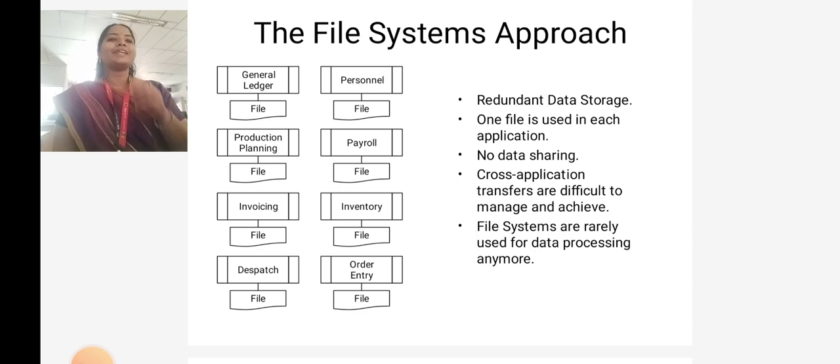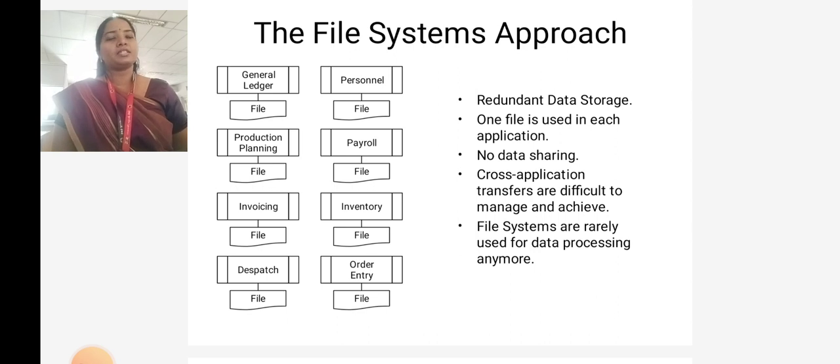So there is redundant data storage. Redundancy of data means repetition of data. One file is used in each and every application, and no data sharing is possible, nothing can be accessed or manipulated across files. For example, cross application transfers are difficult to manage and achieve.